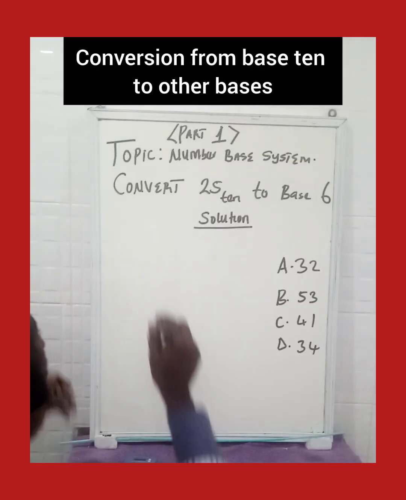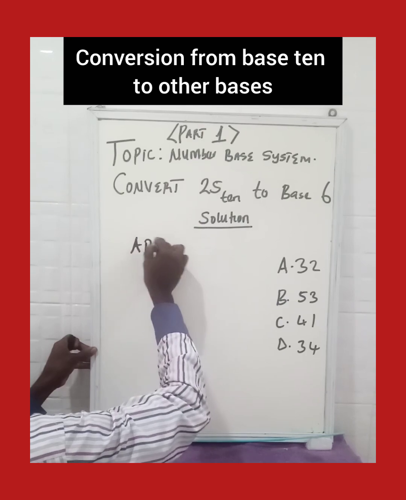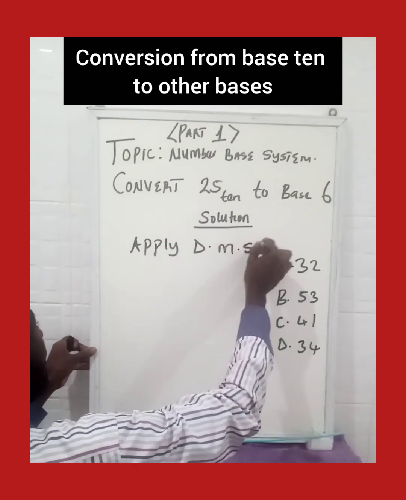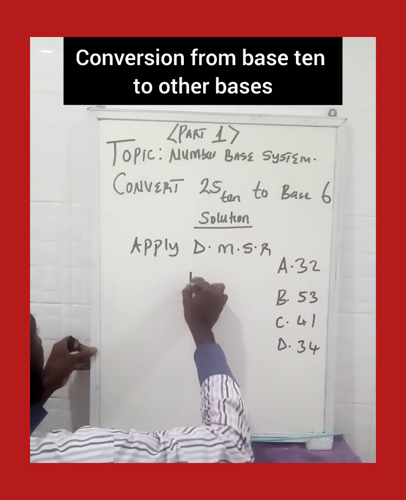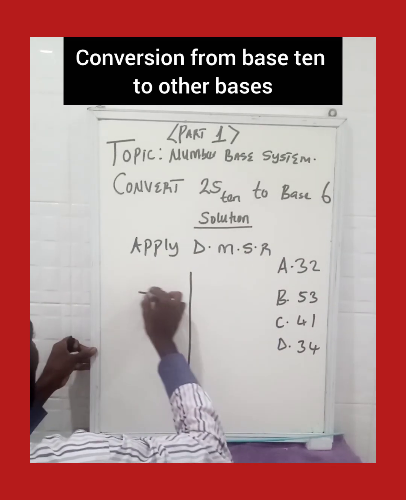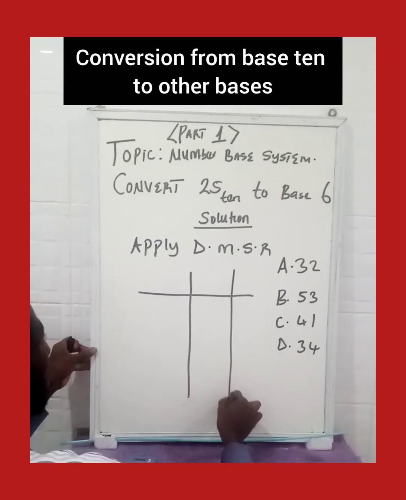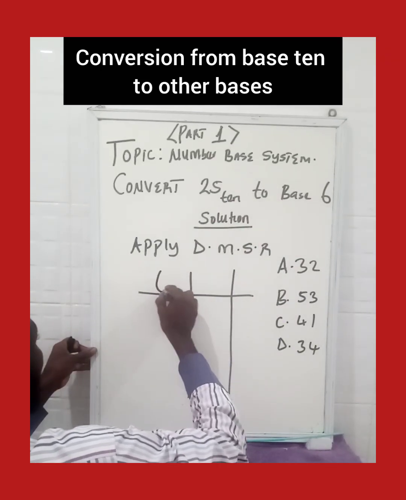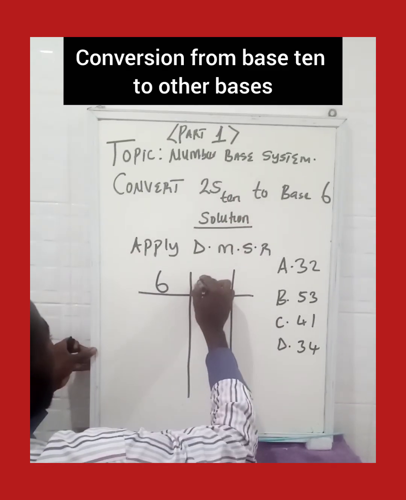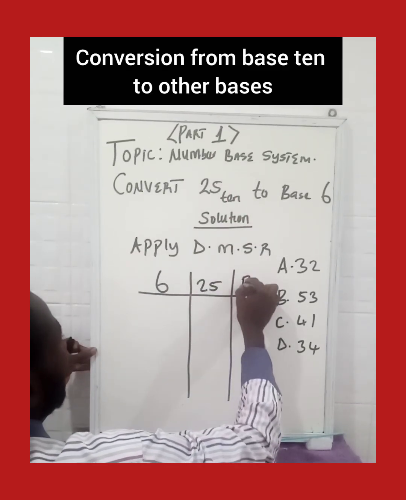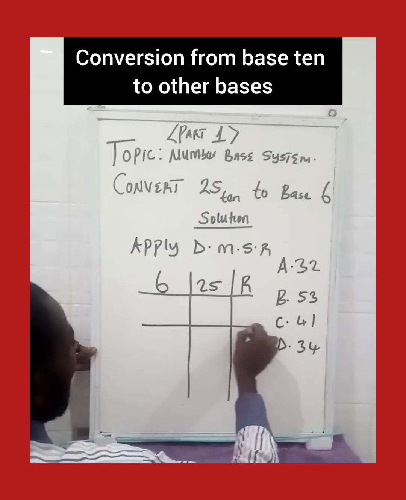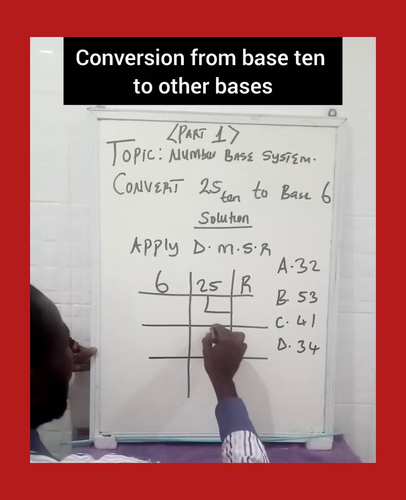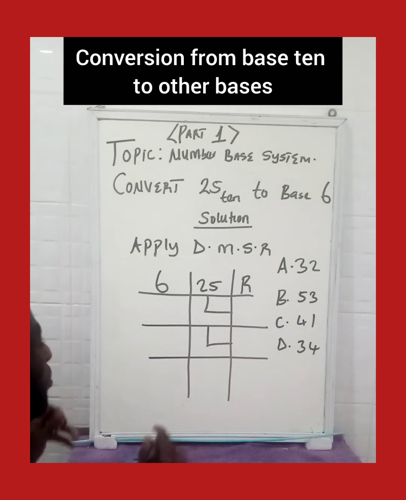In this method, you are going to apply what I call DMSR. And how do we do that? We're going to draw a line like this. We have something like this too. Since we are asked to convert 25 base 10 to base 6, this 6 will be here. The 25 will be here, and this one will serve as our remainder. I'll draw something like this and put some box here, so that beginners will be able to understand what I'm going to do.